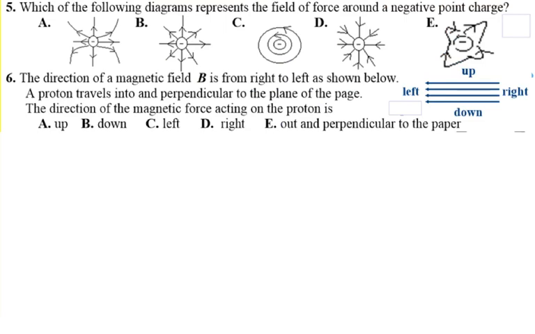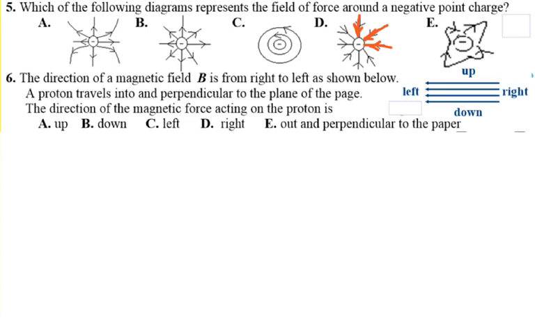Here are two more questions. In number 5, they ask which of the following diagrams represents the field of force around a negative point charge. The negative point charge has electric field lines pointed toward the negative charge, so that's going to be D.